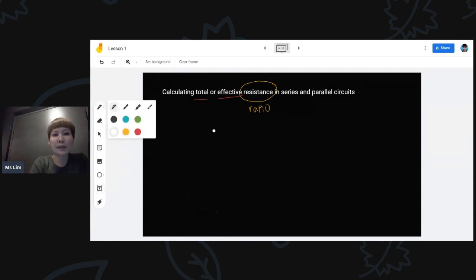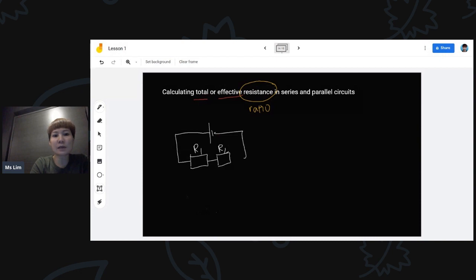Okay, so let's say, for example, we have a series circuit made up of two resistors. Okay, now this is a series circuit because the charges have only one path to flow through. It will flow through R1, R2 and go back home. Okay, so the total resistance or the effective resistance is equal to R1 plus R2, etc. in a series circuit. So in a series circuit, it's quite straightforward.